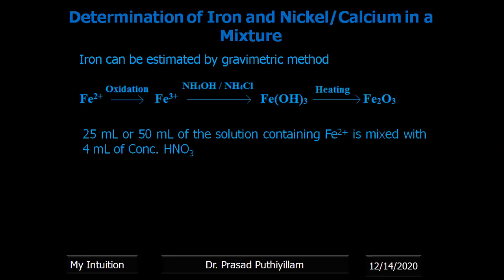From that, we take out 25 ml, or we can take 50 ml, for calculating the amount of iron. We should remember how much we are preparing and how much we are taking. To that, we mix concentrated nitric acid, HNO3, so that Fe2+ will be converted into Fe3+.